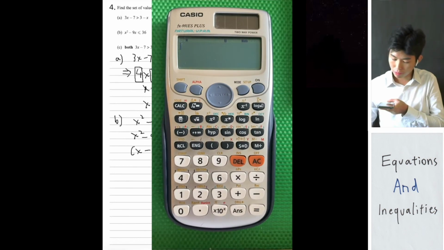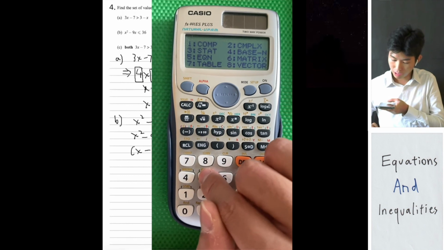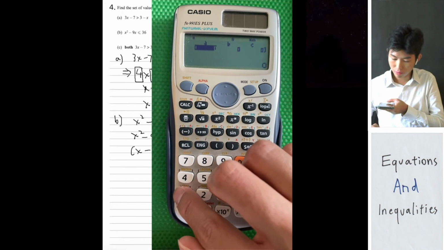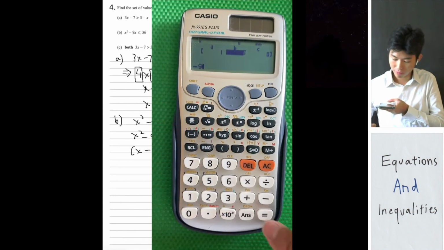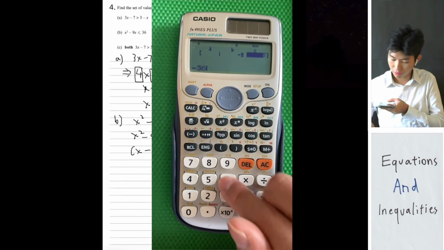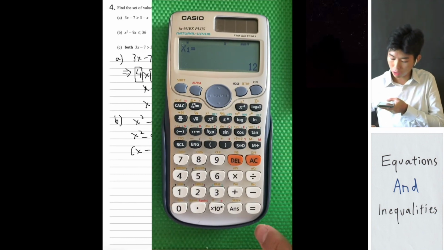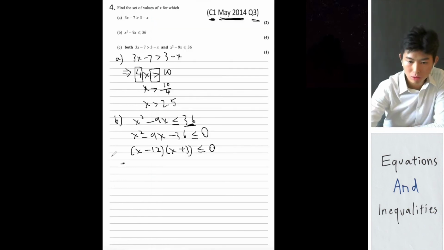press alpha mode and equation and press 3. A would be 1, B would be -9, and C would be -36. So you can get the critical values straight away, which are 12 and -3. So the critical values of x are 12 or -3.